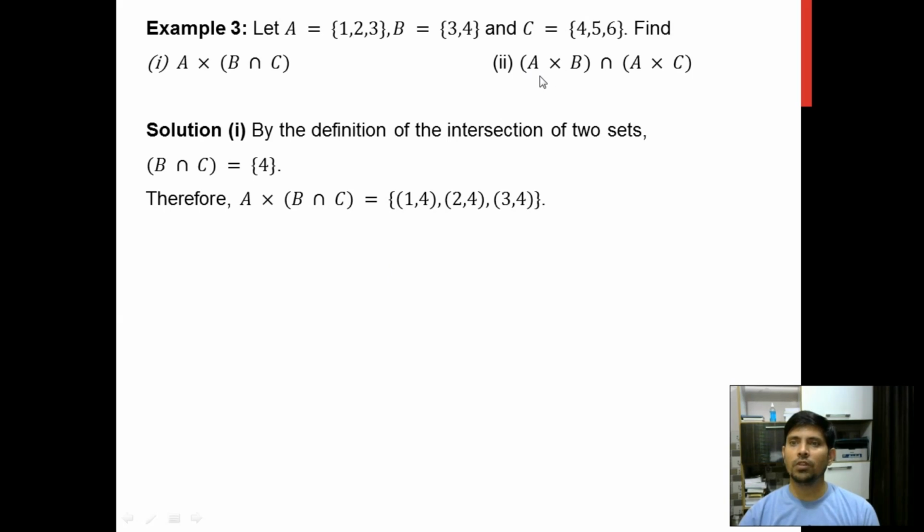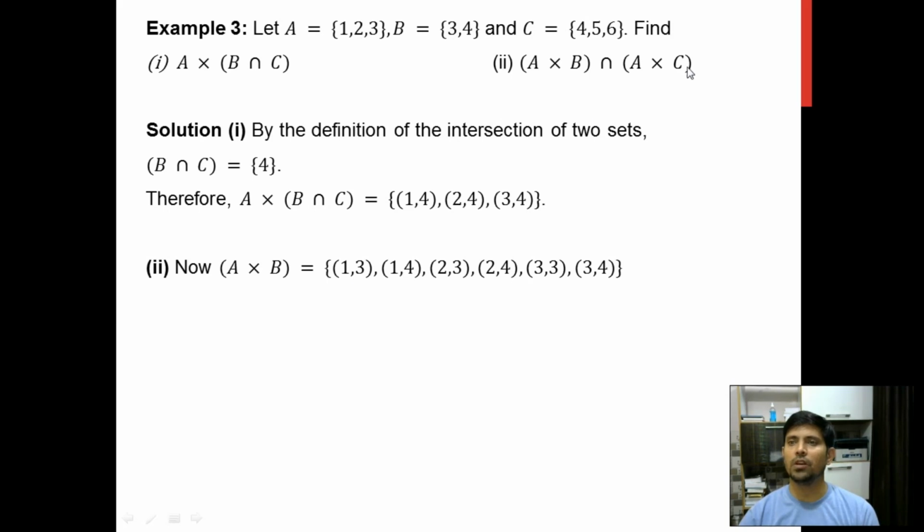First of all, here we have to find the value of A cross B and A cross C. So what is A cross B? This is (1, 3), (1, 4), (2, 3), (2, 4), (3, 3), (3, 4). Firstly we write 1, and we find the Cartesian product with 3 and 4. This is (1, 3), (1, 4). Then we write (2, 3), (2, 4), and (3, 3), (3, 4). These are the elements of A cross B.